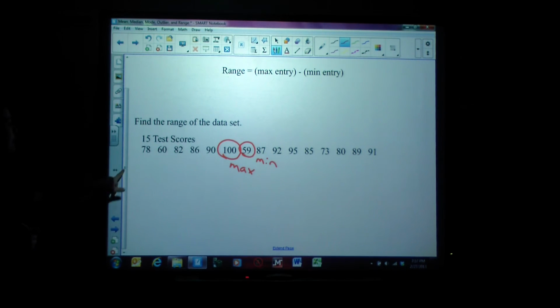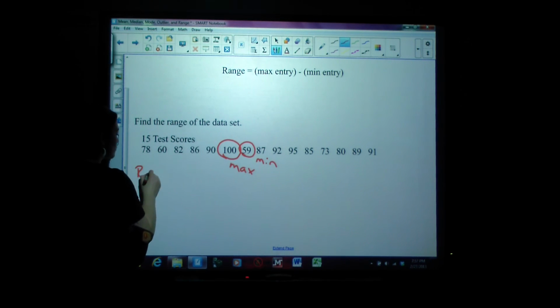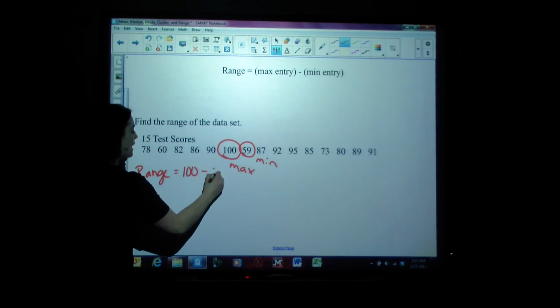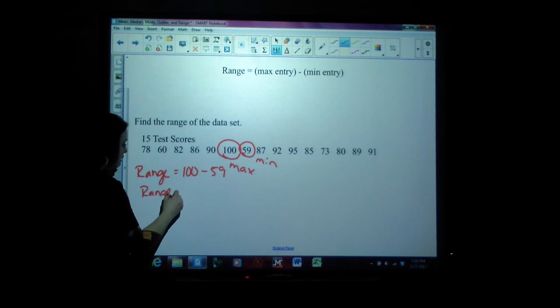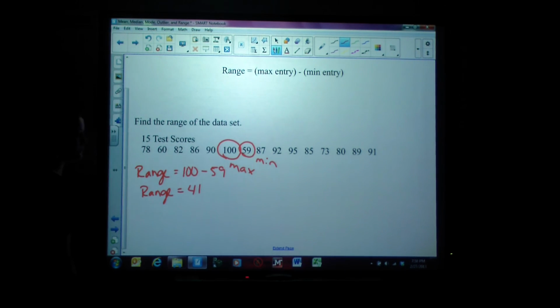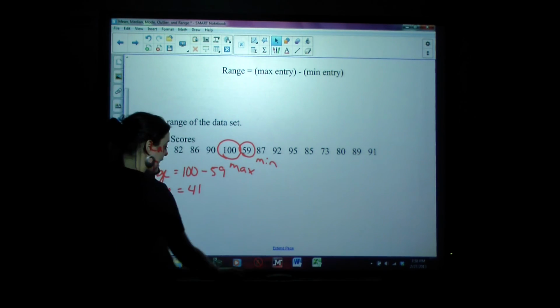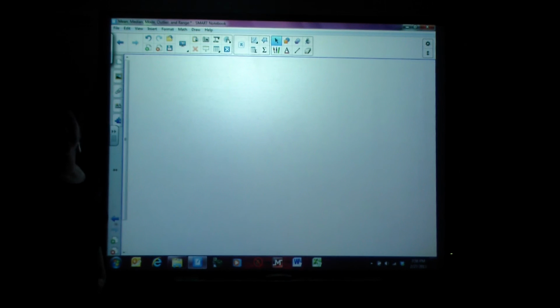So to find the range, we are going to subtract. So our range is going to equal 100 minus 59. So our range is going to equal 41. So the range of the data was 41. That's it. That's all there is to range. And that's all there is to this lesson.